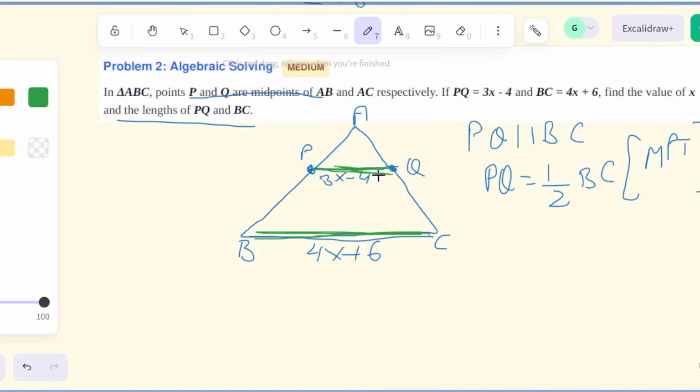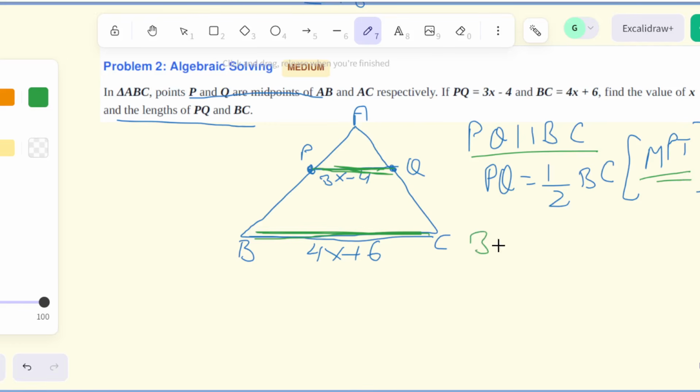If we join the midpoints of two sides of a triangle, then the line will be parallel to the third side. That's why we're writing here PQ is parallel to BC, right? And another thing, PQ will be half of BC. Make sense? How did we write this? It is on the basis of the midpoint theorem.